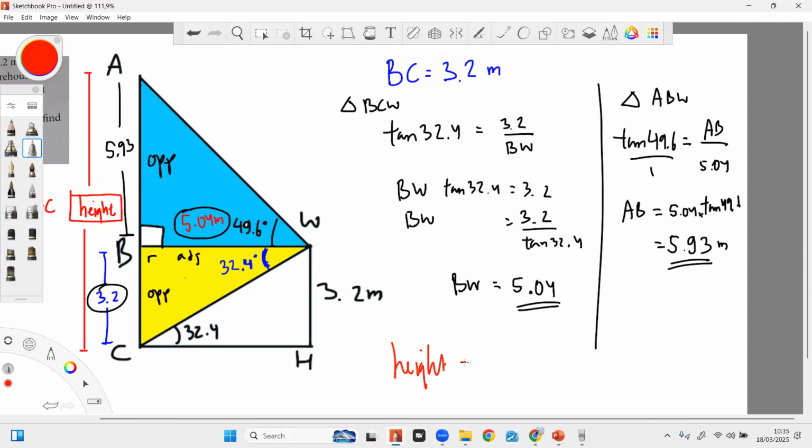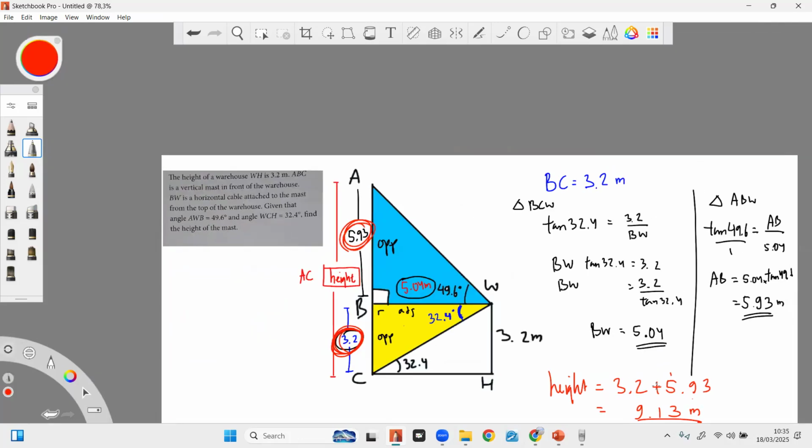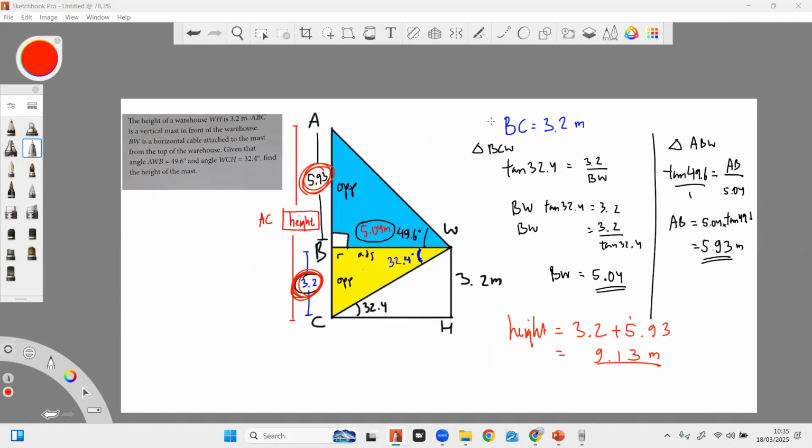Where is the height of the mesh? 3.2 plus 5.93. It is not easy, but it's still doable. We only go back and forth by inserting the formula of the ratio needed.